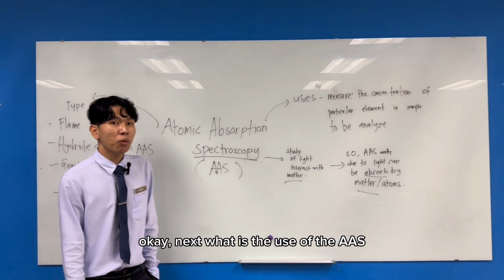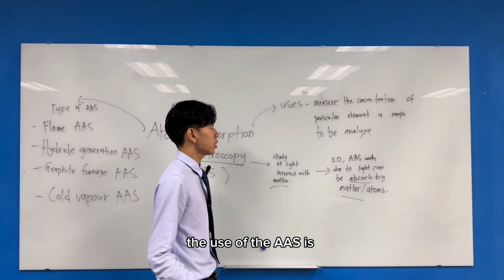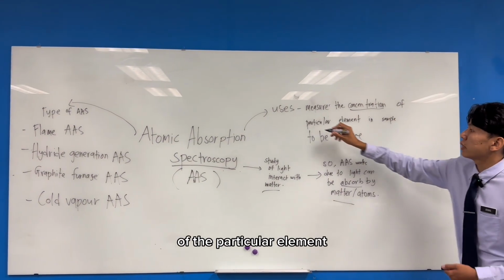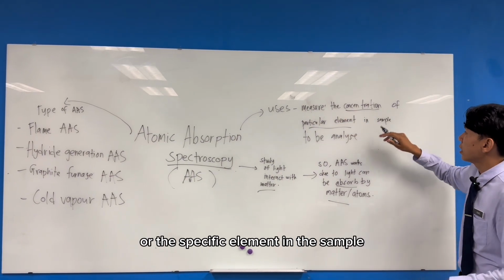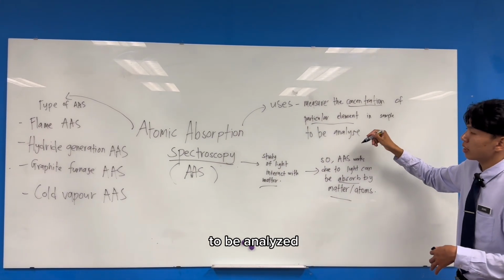Okay, next, what is the use of the AAS? The use of the AAS is to measure the concentration of a particular or specific element in the sample that is to be analyzed.